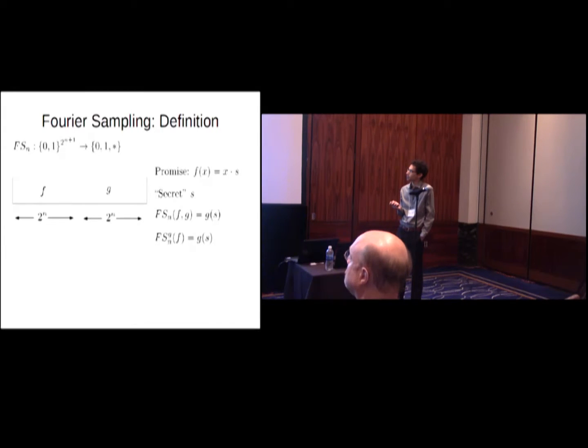So the Fourier sampling problem, the input is a 2^n plus 1 bit long string. This is a promise problem. The output will be either of the form 0, 1, or star, where star is when the promise is violated, and 0, 1 when it's satisfied.